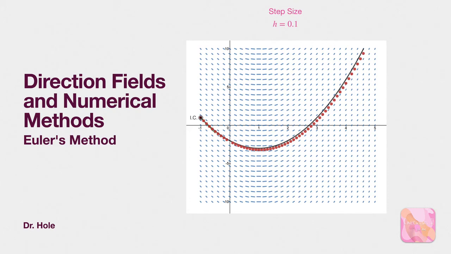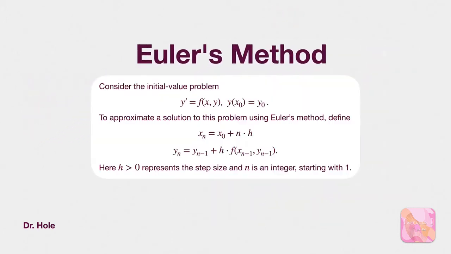Okay, so how do we go about producing red dots? How do we produce a successive red dot given a current red dot? In other words, what is Euler's method? Given an x1 and a y1, how do I produce an x2 and a y2? How do I go from a red dot to a red dot?